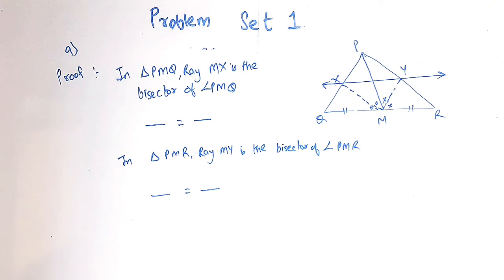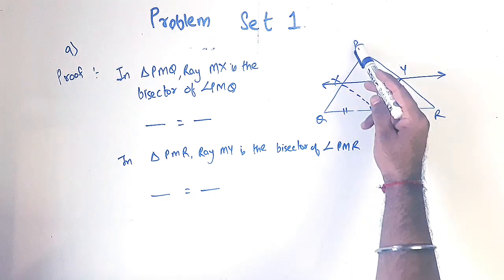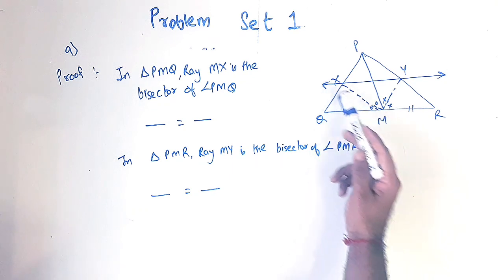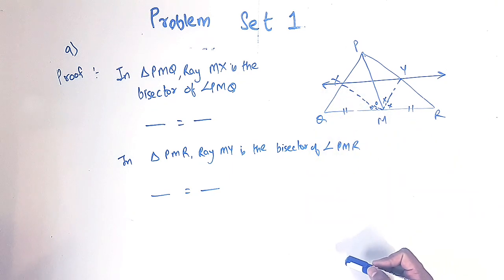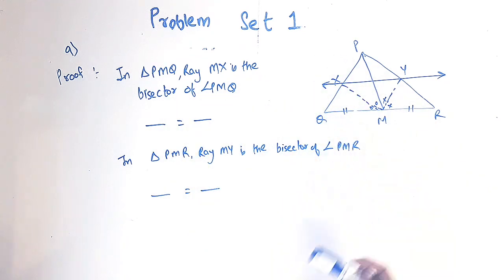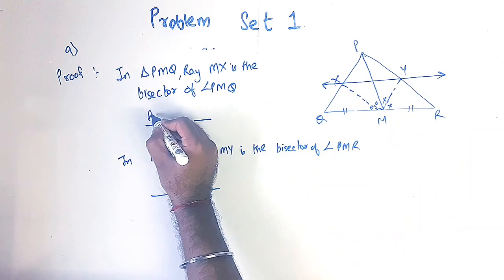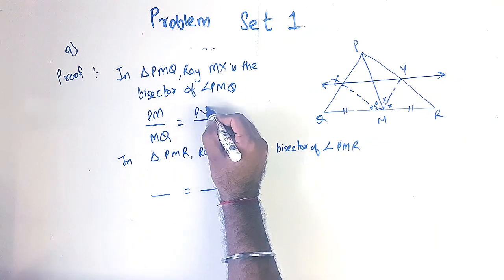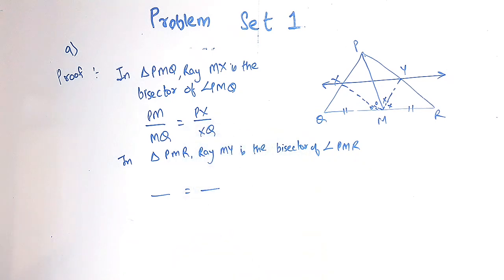Question number 9 is very simple. You just have to fill in the blanks, where you can see PMQ is a triangle where MX is the angle bisector. So if MX is the angle bisector, by the angle bisector property, what can you write? You can write PM upon MQ is equal to PX upon XQ. This is by the theorem of angle bisector.